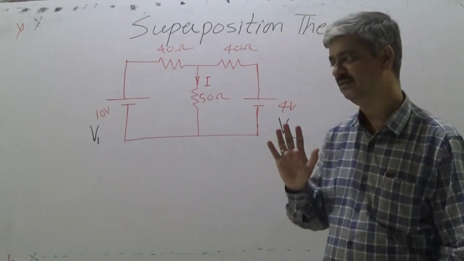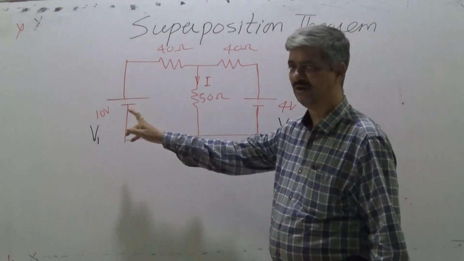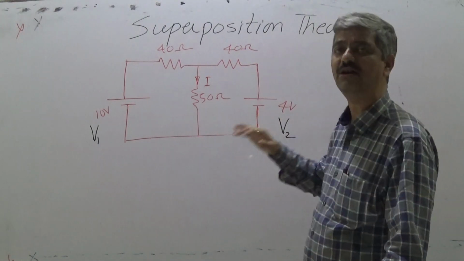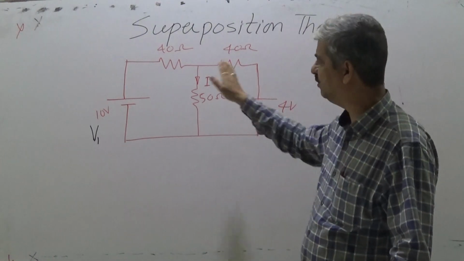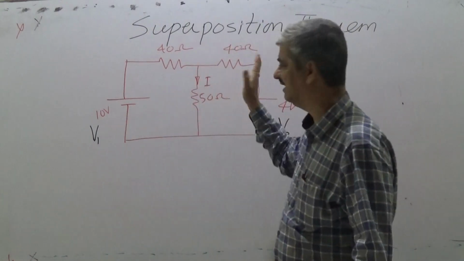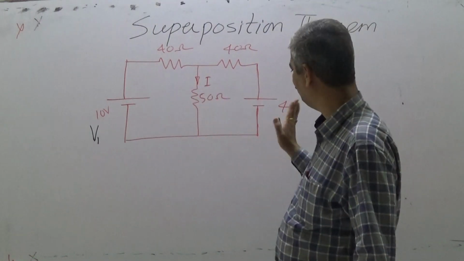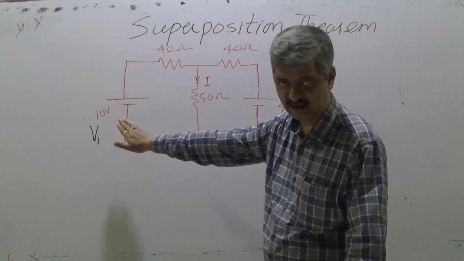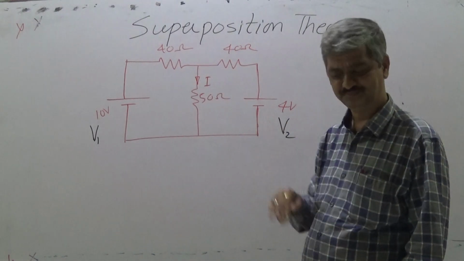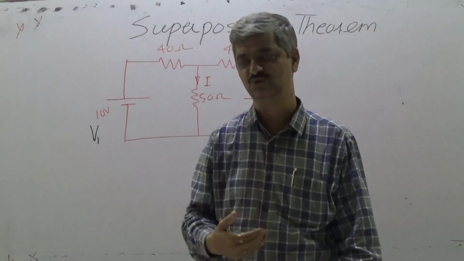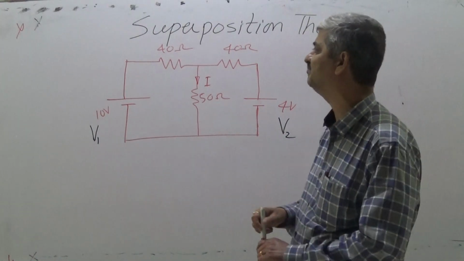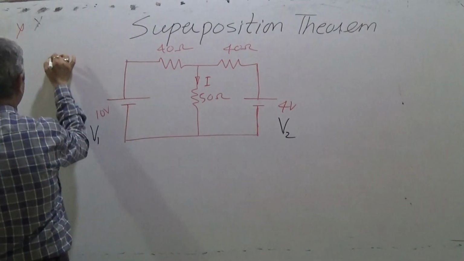So superposition theorem: take one source, short all other sources, compute the current. Suppose V1 is active, call it I1. Then make V2 active, first source at 0, call it I2, and the total current would be the summation of these two. For the same problem, yesterday we noted down that the current I is 0.1. So we know that the answer is 0.1.